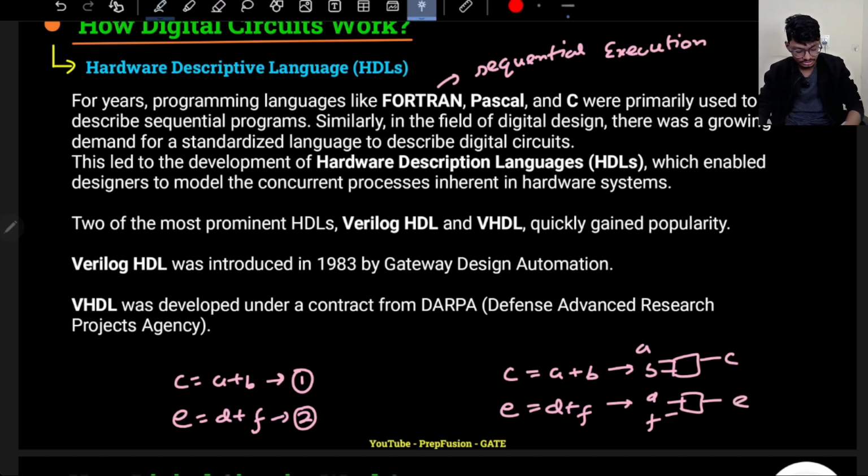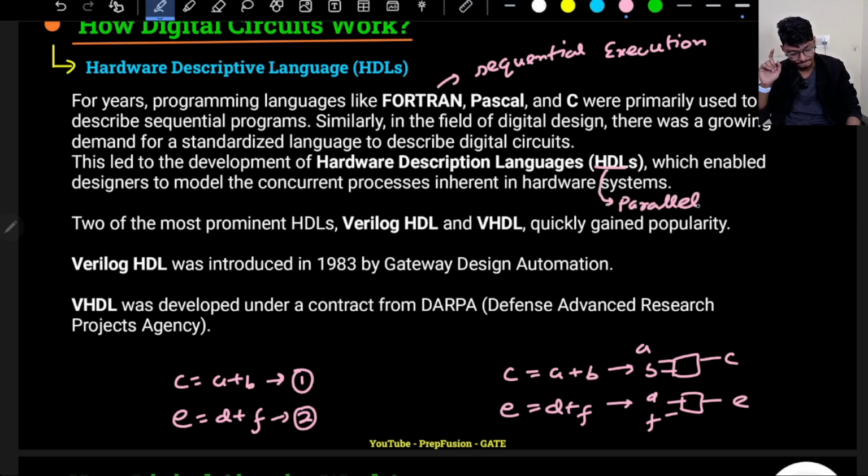This is not like one will happen first and the other second. I have separate hardware for each, so they will happen concurrently. So there is a huge difference between normal C language and Verilog. Don't get confused. Hardware description languages, HDLs, execute in parallel. They don't happen sequentially, they happen in parallel.